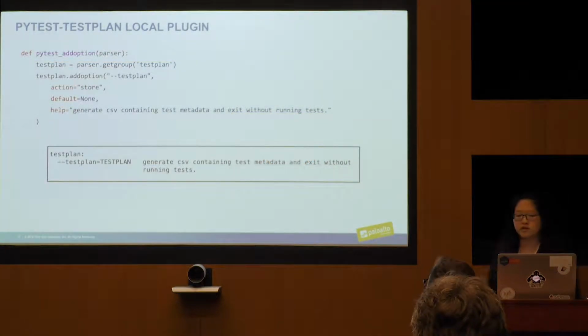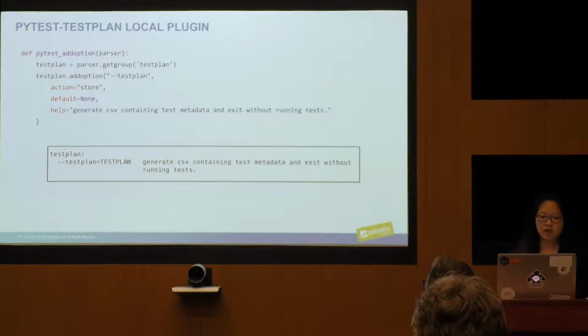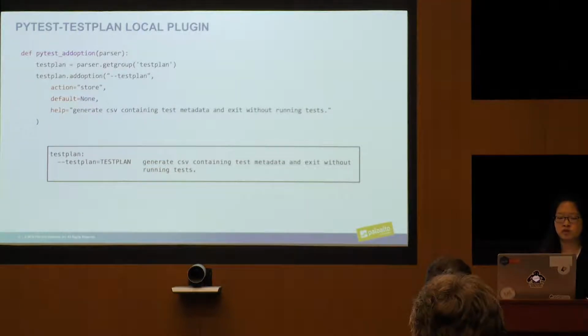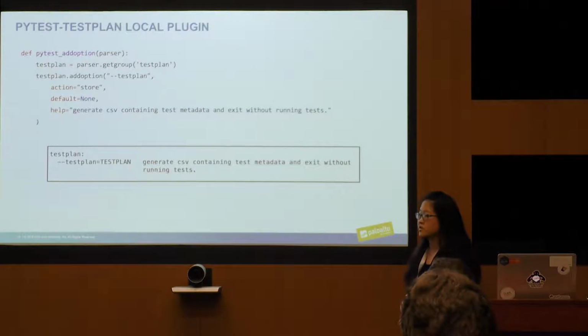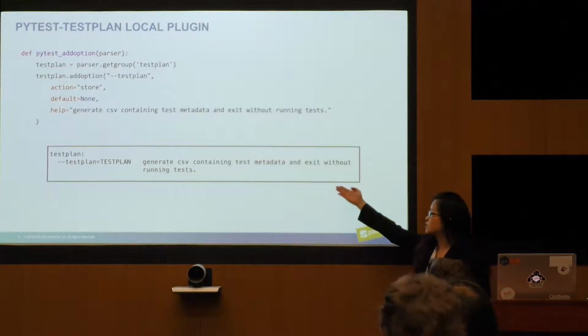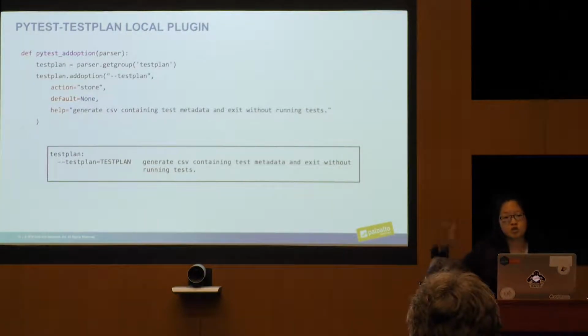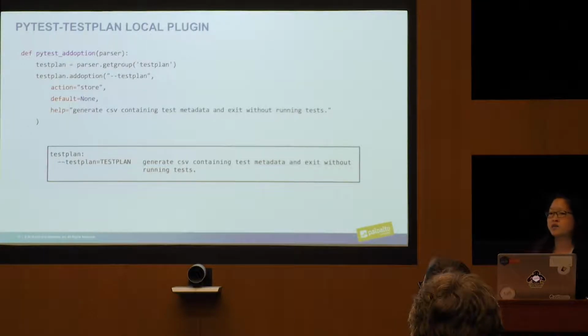So starting with the first step, creating the command line options. It's basically the same as using argparse. I created the command line option where you would specify the name of the CSV file that you would want to create. And then when you run pytest --help, this is the custom option that would show up along with all the rest of the built-in Pytest options.